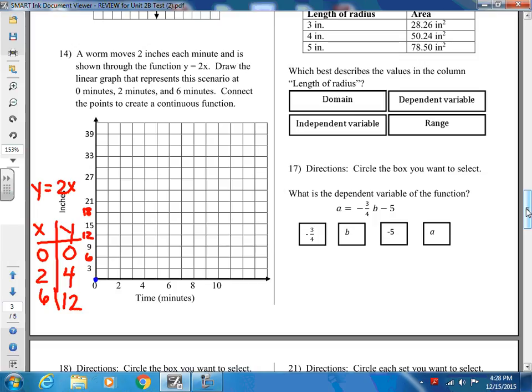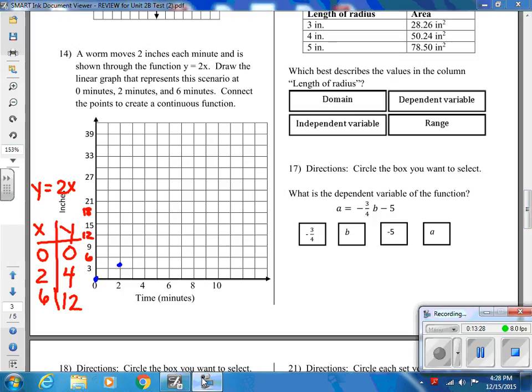0, 0 is very easy to find. 2, 4, go over to 2 and up 4. Now 4 is a little bit higher than the 3. Okay, so it's not quite on an actual intersection point, but it's there. And then 6, 12, you're going to go over 6 and up to 12, which should be about right here. And then you're going to connect them. So you're going to start from the origin and make one continuous line going through the graph.